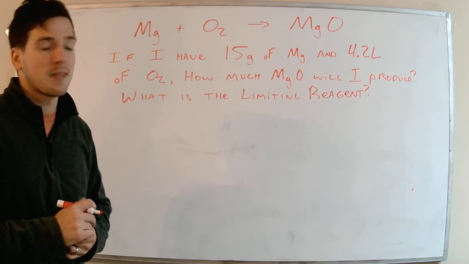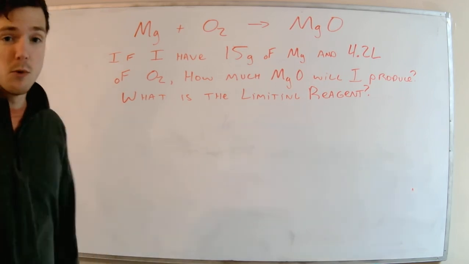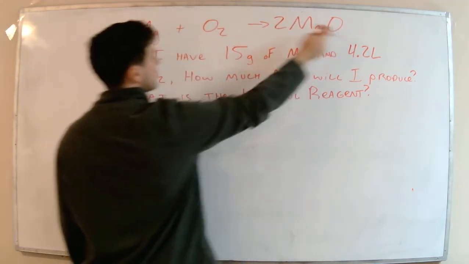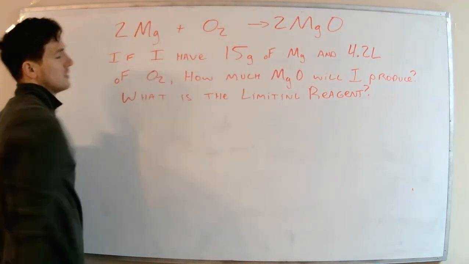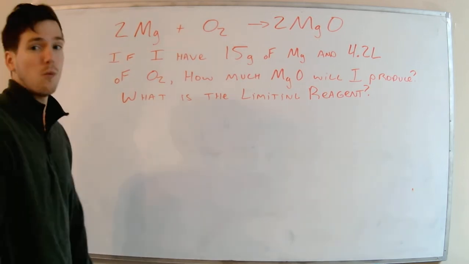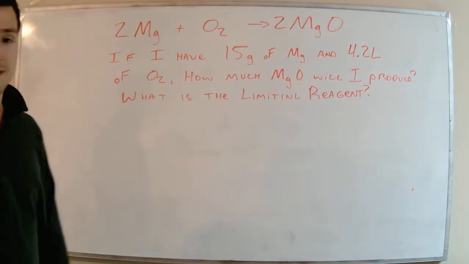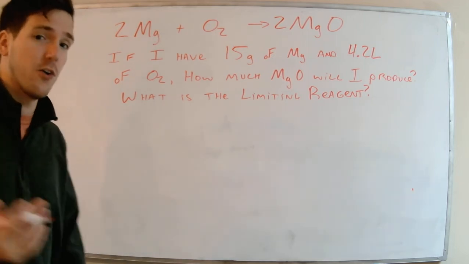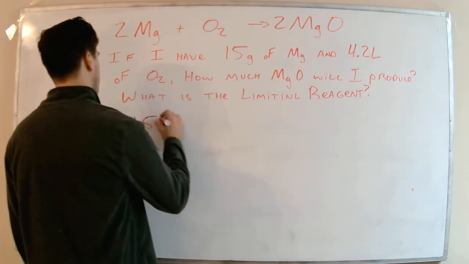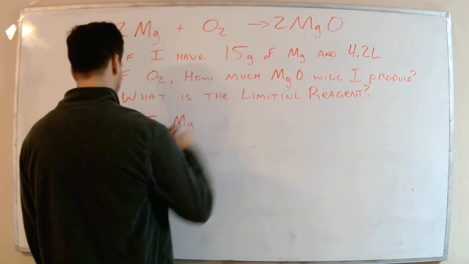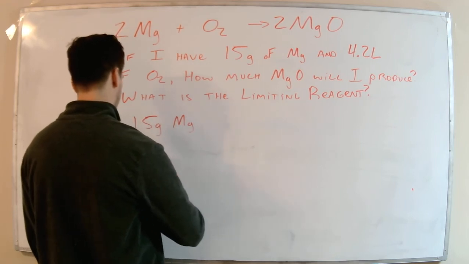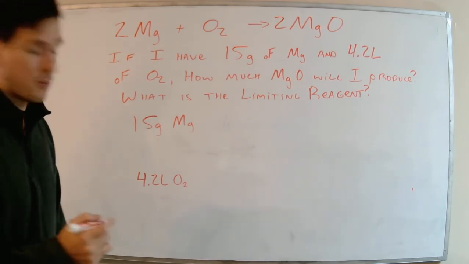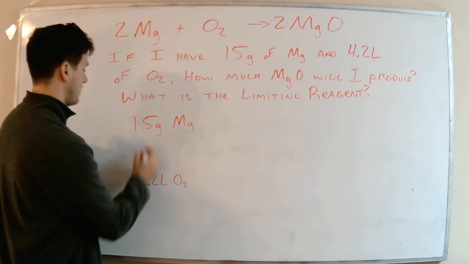So our stoichiometry rules, right? We got to balance our equation first. 2 oxygens, 2 oxygens. Well, now I have 2 magnesiums. That's pretty easy. 2, 1, and 2. Again, they didn't tell us which one was in excess, so we got to figure out our limiting reactant on our own. So I have 15 grams of magnesium, and instead of mass for oxygen, they gave you liters of O2, which remember, we just divide by 22.4. We're going to assume this is at STP.